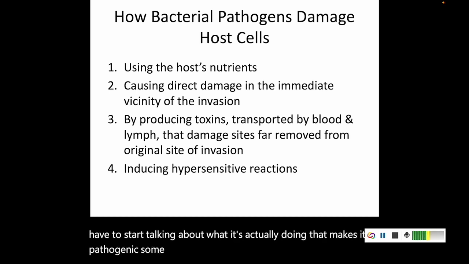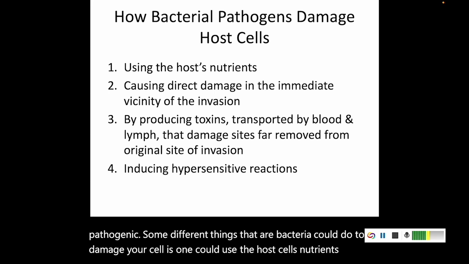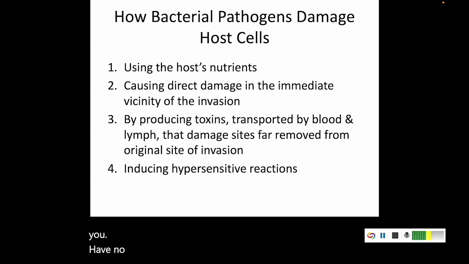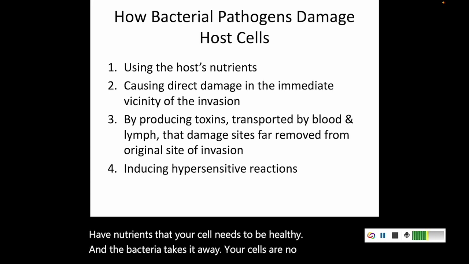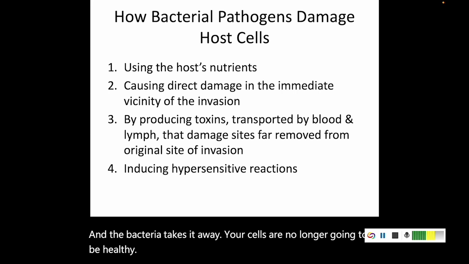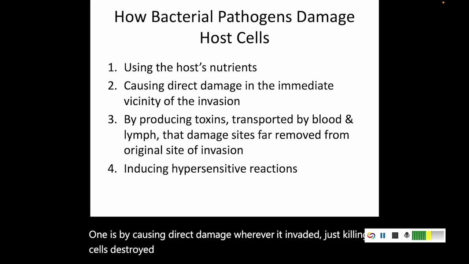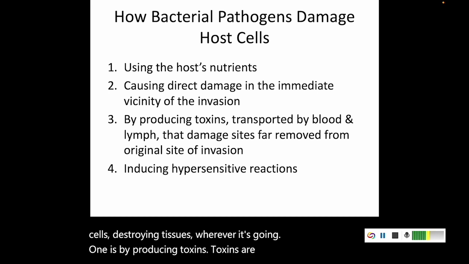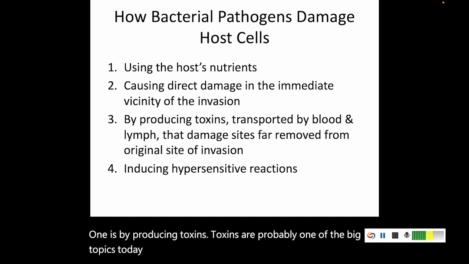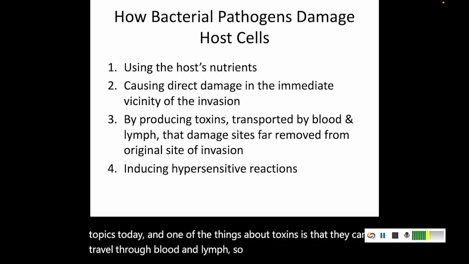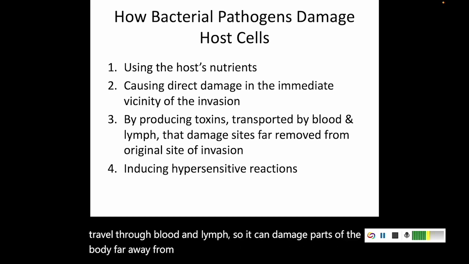Some different things that a bacteria could do to damage your cell: one, it could use the host cell's nutrients. So if you have nutrients that your cell needs to be healthy and the bacteria takes it away, your cells are no longer going to be healthy. One is by causing direct damage wherever it invaded, just killing cells, destroying tissues, wherever it's going. One is by producing toxins. Toxins are probably one of the big topics today. And one of the things about toxins is that they can travel through blood and lymph, so it can damage parts of the body far away from where the bacteria are actually growing.